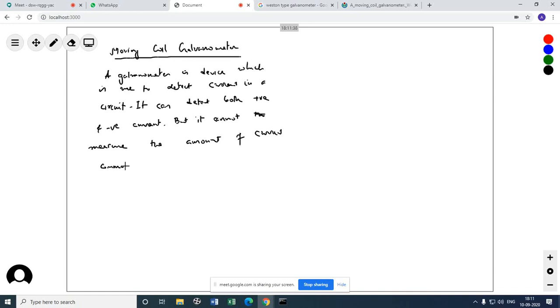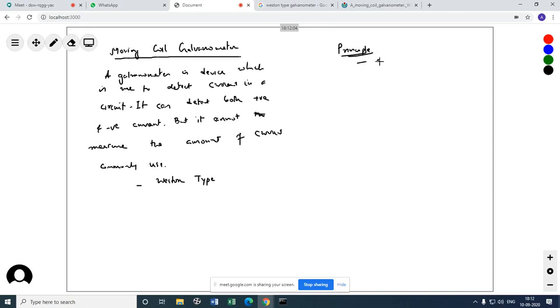Commonly used galvanometers are the ones which you are going to use. I have already told you, you should know the Western type. Here we are going to learn this type only, which is also known as the moving coil galvanometer, Western type. Principle. What is the principle?